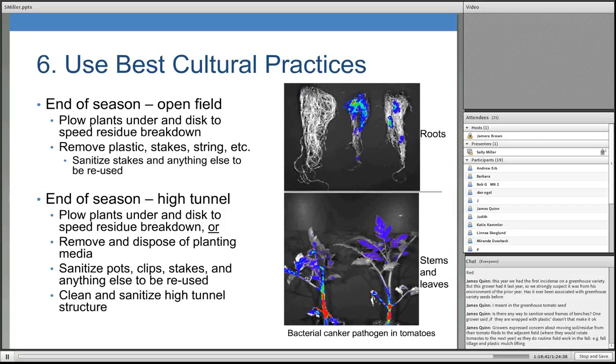In the end of the season, here's a picture on the right again with that glow-in-the-dark bacterium, just so you can see how the bacterium moves up from an inoculation point at the bottom of the plant, the lower picture, up into the plant, the leaves and the petiole stems. But I also wanted to show you the top one because it shows you there are a lot of bacteria in the roots as well.